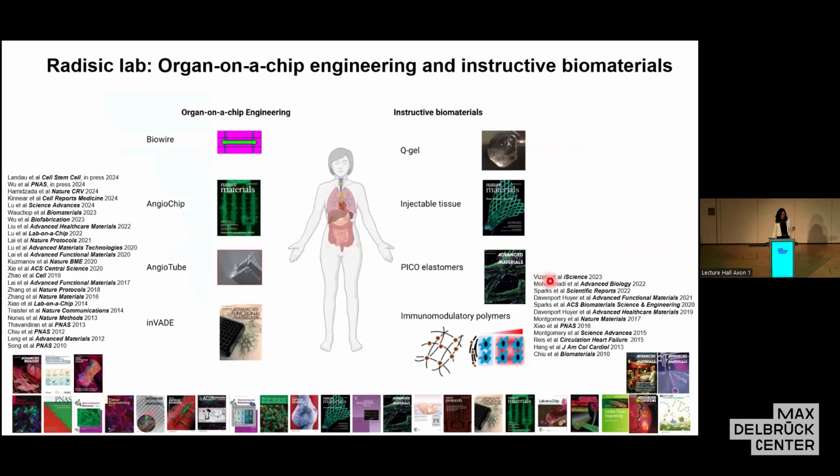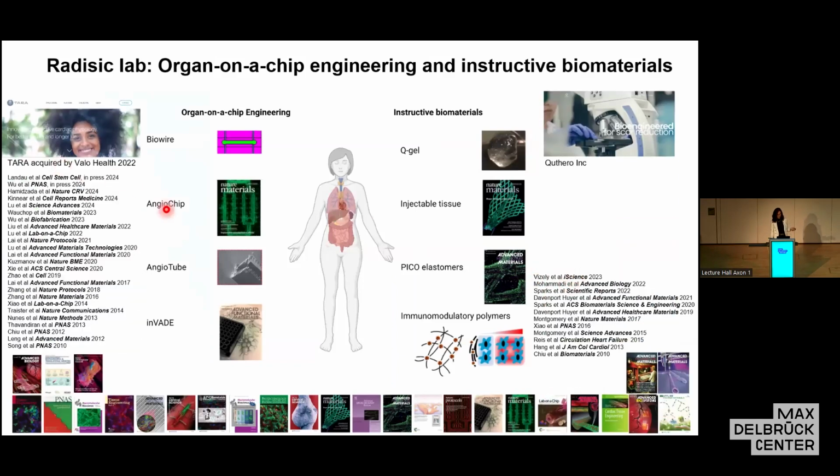So over the years, my lab has worked in both organ-on-chip engineering and instructive biomaterials. We had the translational efforts in both of these areas in organ-on-chip by creation of this company called Tara Biosystems that commercialized our organ-on-a-chip, heart-on-a-chip, and also some of the hydrogels that are being commercialized through Qtera. But today I'm going to mostly talk to you about organ-on-a-chip, our BioWire, AngioChip, AngioTube platforms.